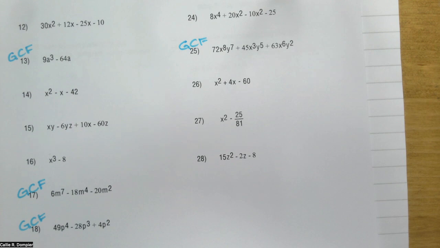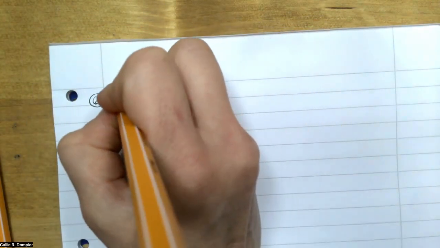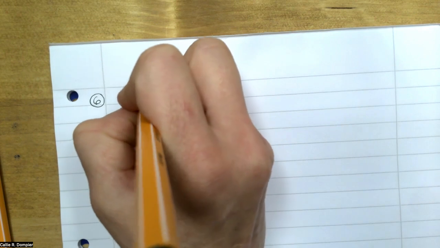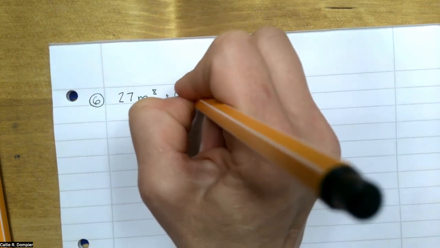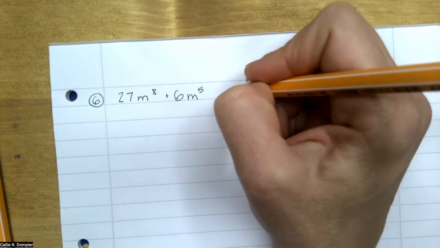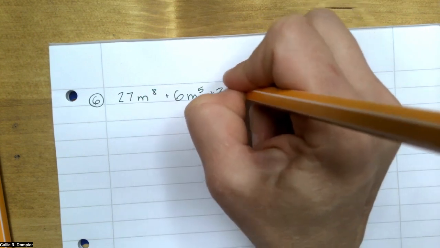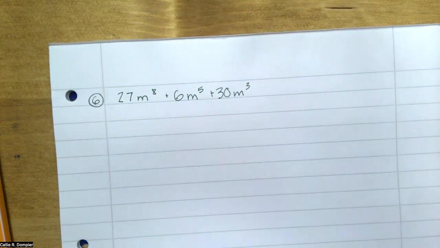Should we work on that? Let's work on greatest common factor first. Beginning with number 6. So number 6 was 27m to the 8th plus 6m to the 5th plus 30m to the 3rd.